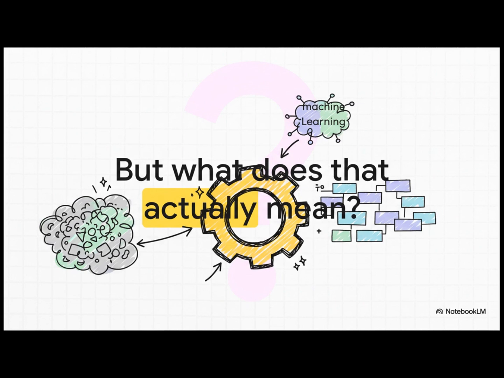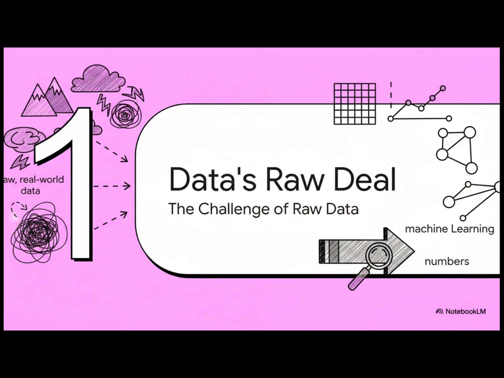So, what does it really mean to engineer a feature? How do you take all this messy, real-world data and turn it into something a machine can actually understand and learn from? Well, that's exactly what we're going to break down right now. Okay, so first things first, we have to get one thing straight. Machine learning models, they just can't work with data as it exists in the real world. They basically speak their own language, a language of numbers, and it's our job to be the translator.